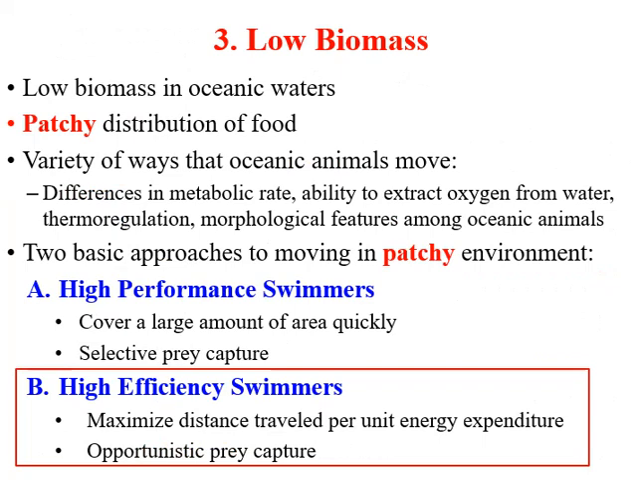Well, let's look at this other group, the high efficiency swimmers. Now, these aren't swimming very fast necessarily, but they're swimming very efficiently. So as I said, this example of a blimp versus a jet.